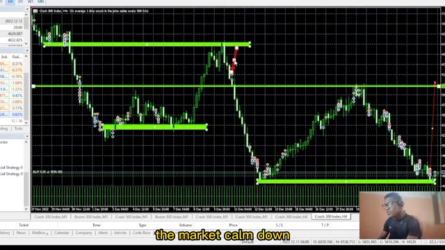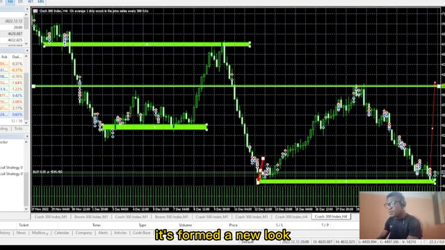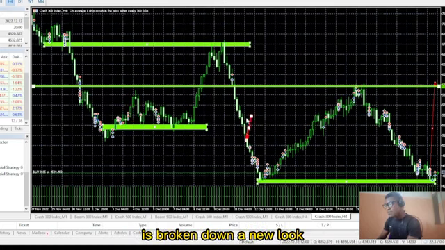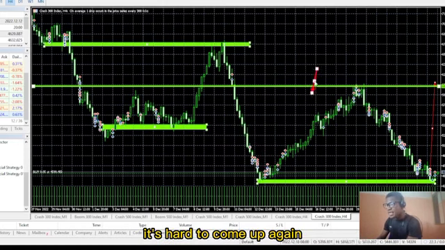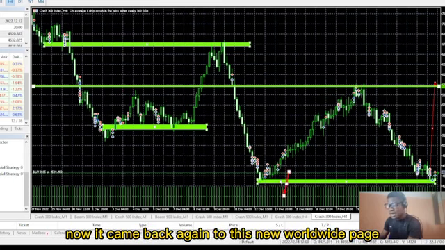So the market came down with a very strong momentum that crossed over that place. It formed a new low. Remember, here was the first low that we had, the lowest low we had. The market broke it down and formed a new low. It had to come up again. So this particular zone that we already marked right here, now it came back again to this new low.